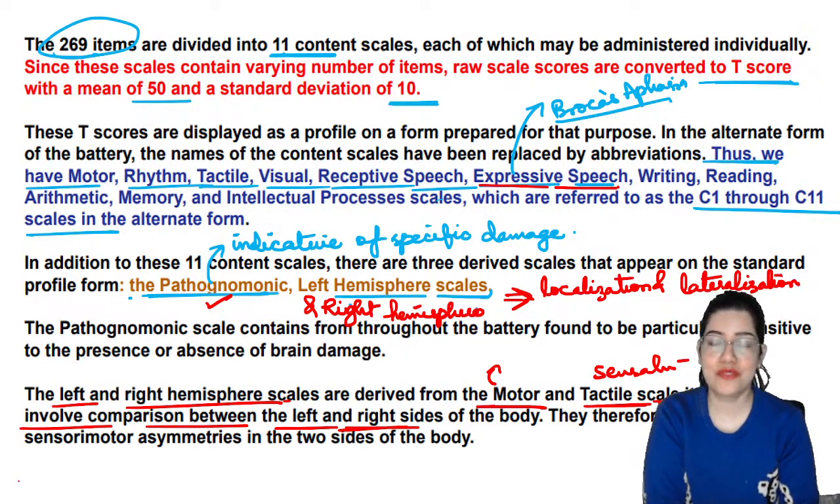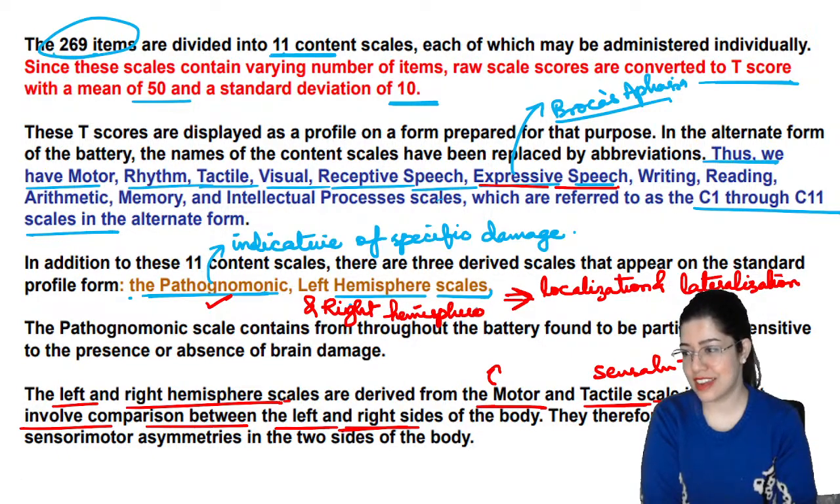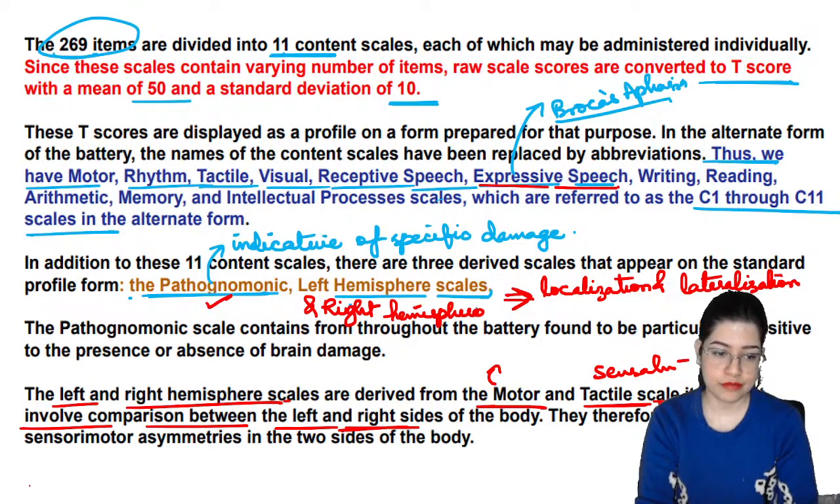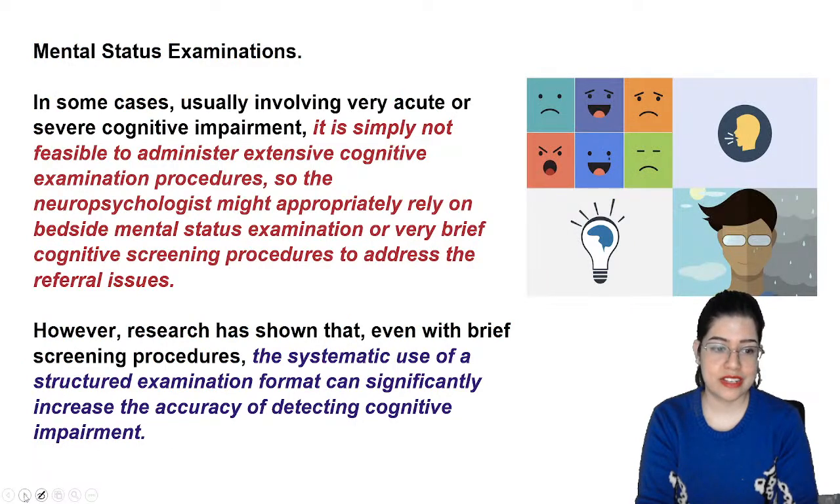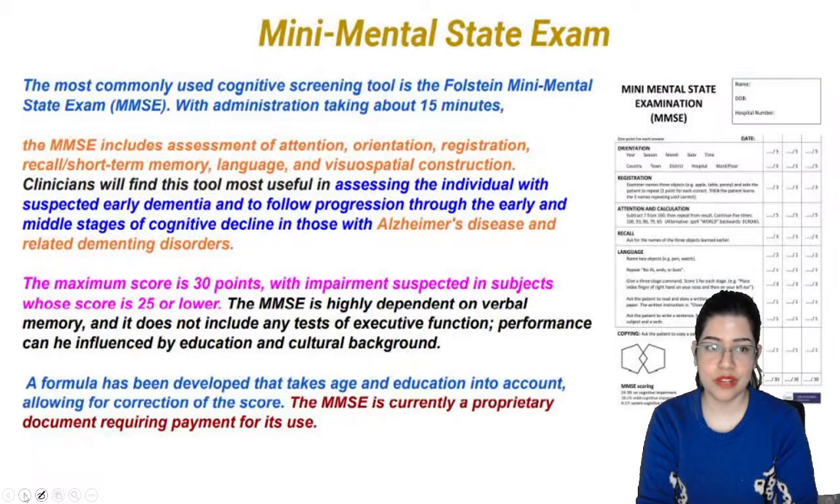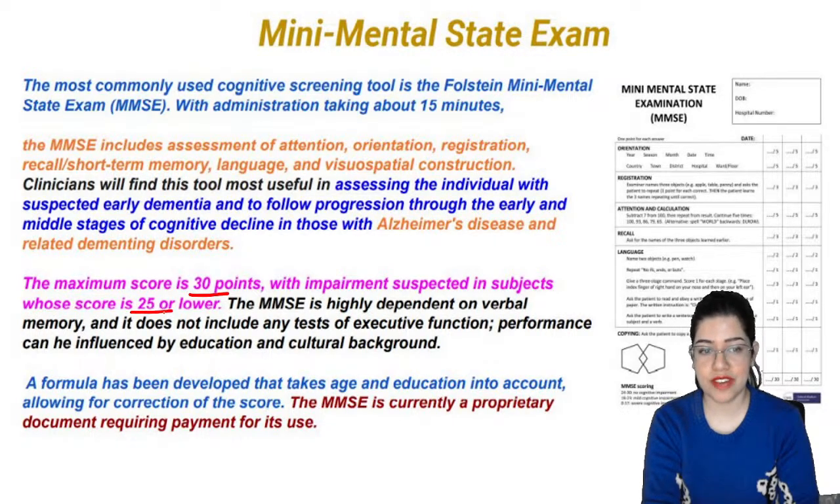That is about it for your Luria-Nebraska questionnaire. Please remember that there are 269 items. Okay, fine. Mental status examinations we have done, so we'll move on. The Mini-Mental Status I have also explained to you. There are 19 questions. There are 30 points. Those whose score is lower than 25, we will send them for further screening.